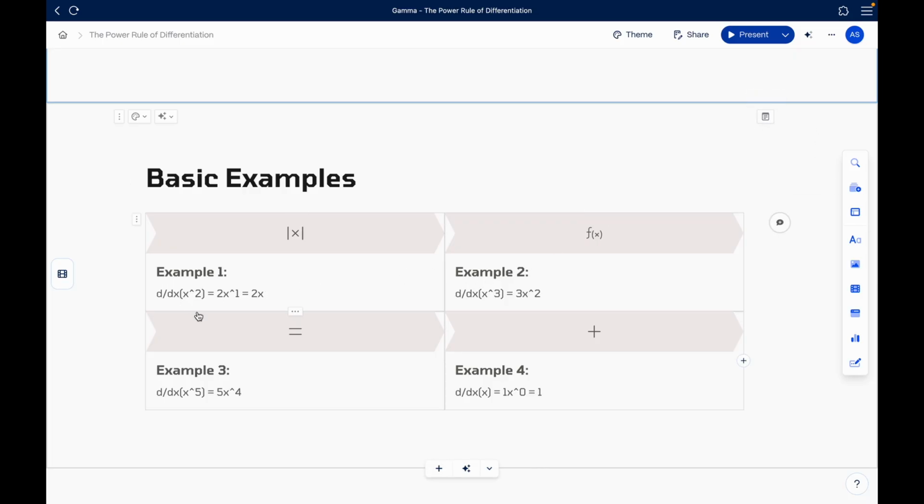So d by dx of x squared is 2 times x to the first, which is 2x. Example 2, we have 3x squared. Example 3, we have 5x to the power of 4. And for the final example, example 4, we have x. Then what we have is 1 times x to the power of 0, which of course is equal to 1, as x to the power of 0 is 1, and 1 times 1 is 1.